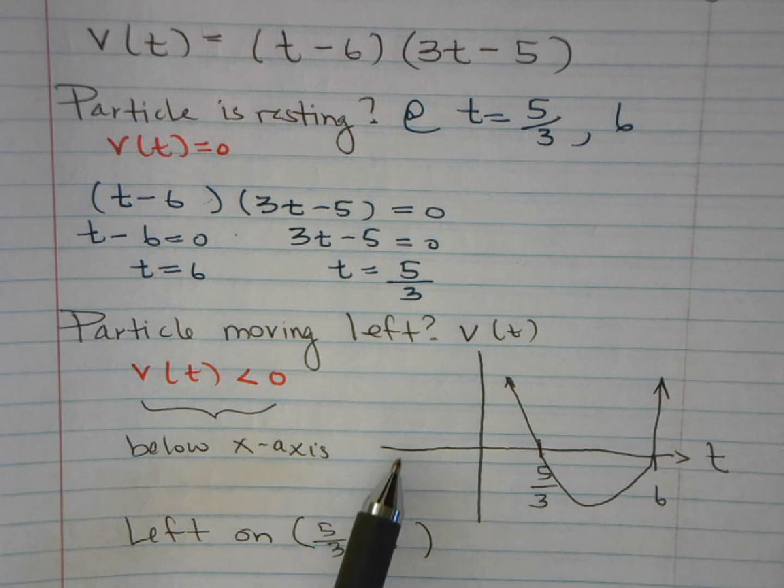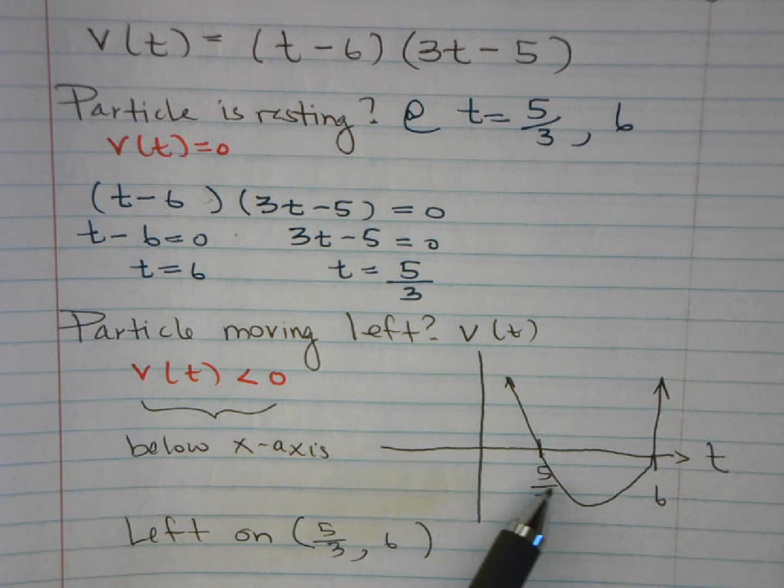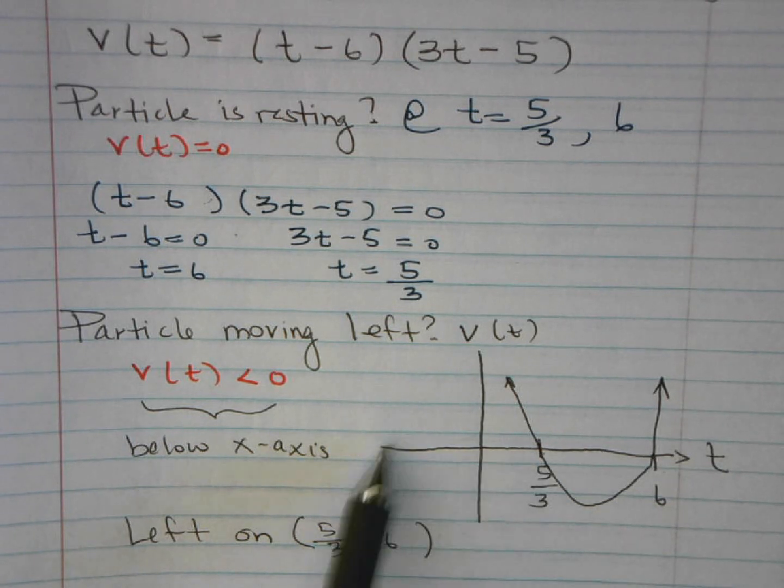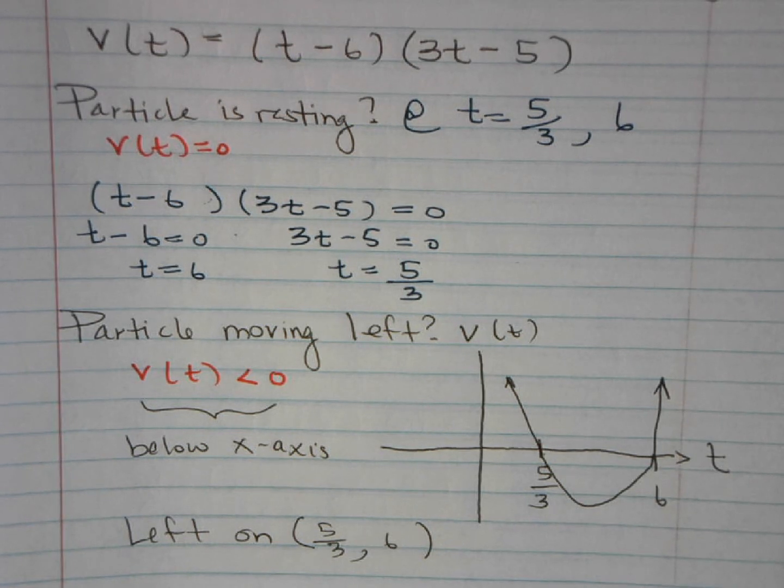And then over here, if t is time, I certainly wouldn't say from negative infinity to 5/3 because that would be weird. How about from 0 to 5/3? Because in negative time, whatever that might be, an Einstein question, we would also be moving right as well. All right, that's it for this first lesson.